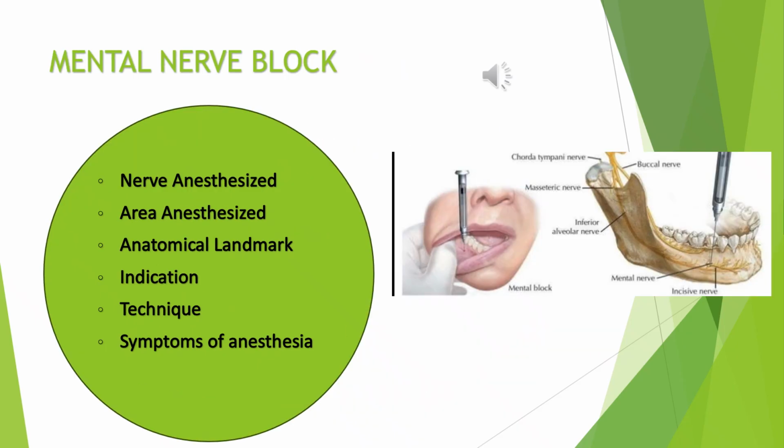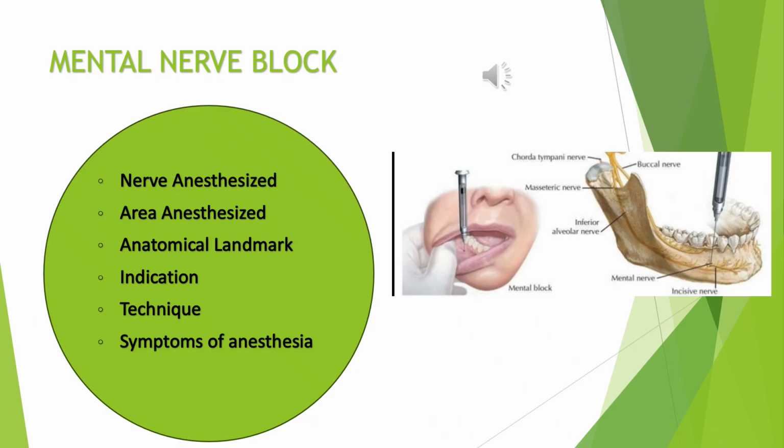Then comes the mental nerve block, which is used to block the mental nerve branch of the inferior alveolar nerve, which anesthetizes the lower lip and mucous membrane in the mucolabial fold anterior to the mental foramen. The anatomical landmark followed for this block is the mandibular bicuspid, as the mental foramen usually lies at the apex and just anterior to the second bicuspid groove.